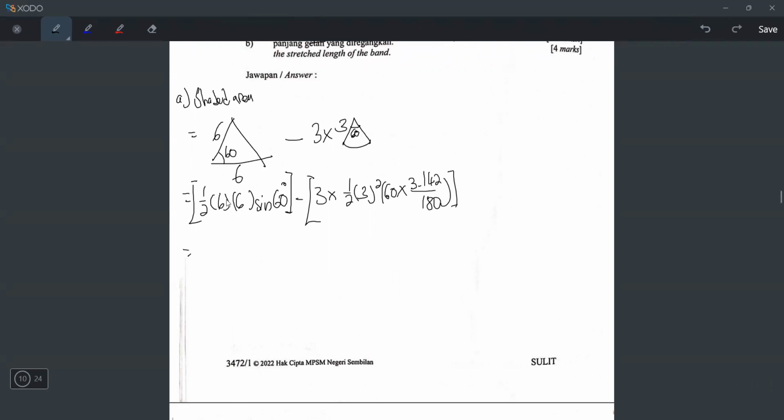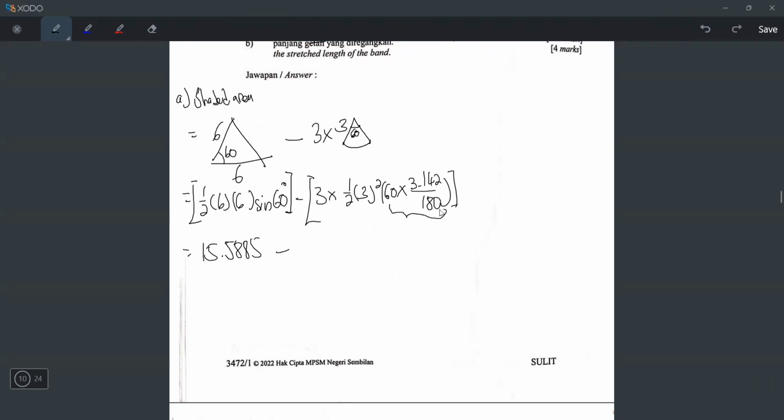Let's press this first. 6 times 6 is 36. Divide 2, which is 18, times with sine 60. So I end up with 15.5885. 15.5885 minus, what about this? I will press this one first.